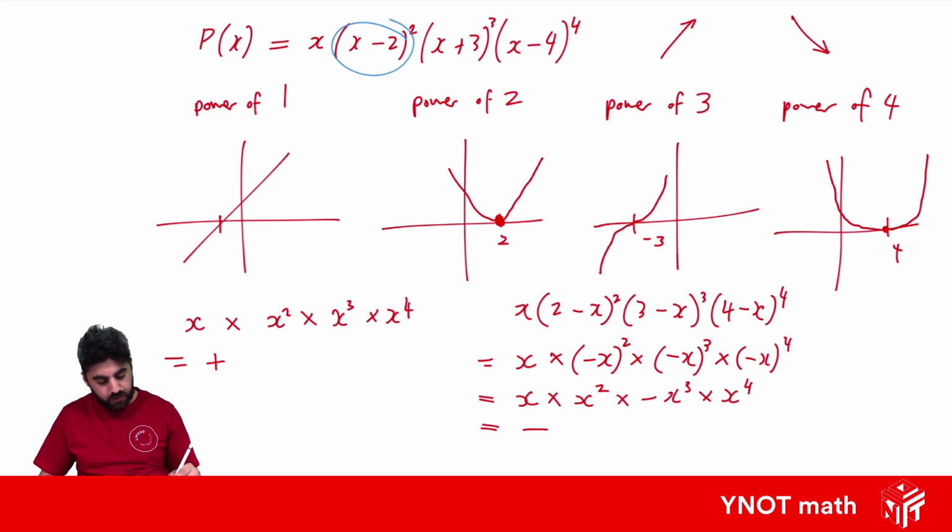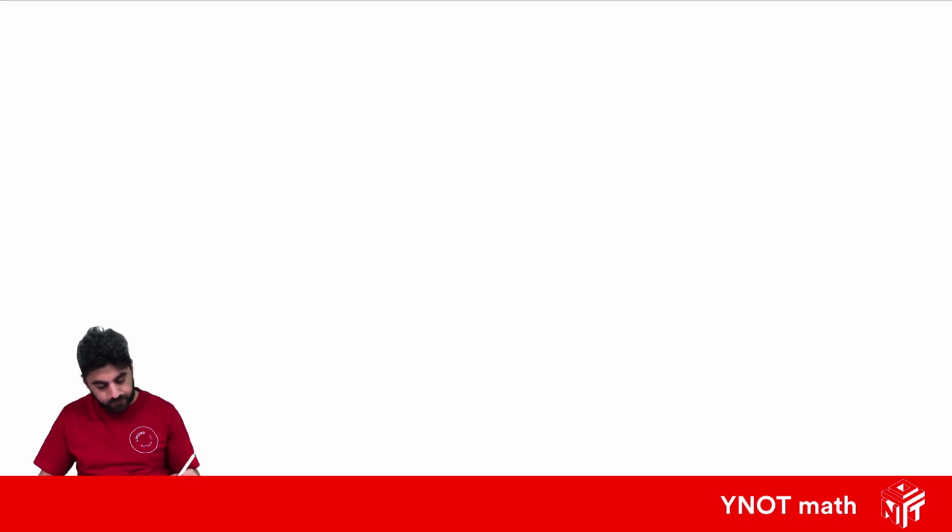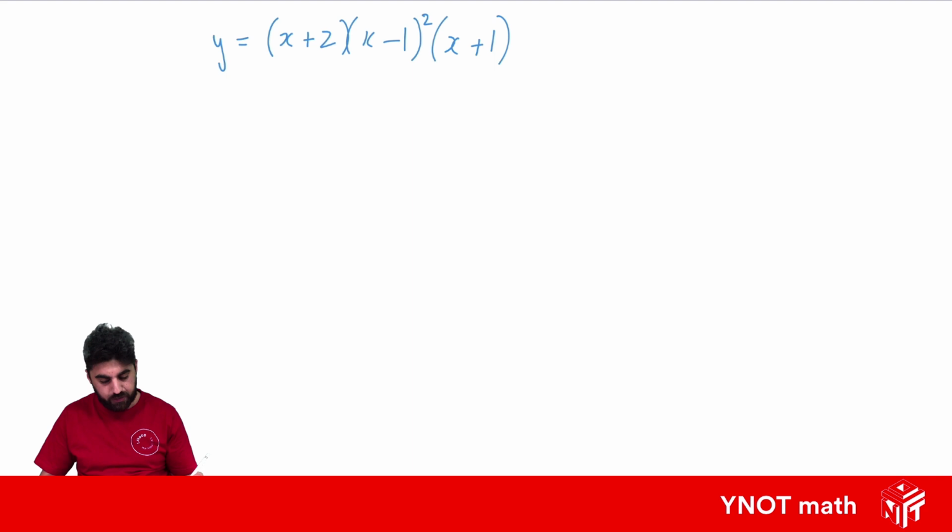So when we get a positive, we know the function actually finishes going up, and when we get a negative, the function finishes going in a downwards direction. So let's use all these rules to graph a couple of polynomials. Let's look at y equals (x plus 2), (x minus 1) squared, and (x plus 1), all multiplied by each other.